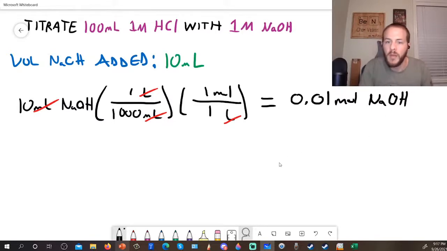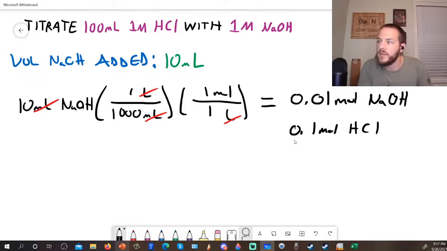Now, earlier, we figured out how many moles of HCl we initially have. Anybody remember what that was? That was 0.1 moles of HCl, right? So if I have 100 milliliters of 1 molar HCl, that's 0.1 moles of HCl.